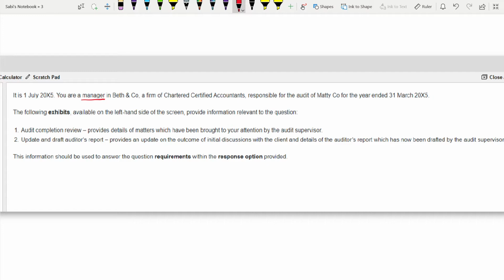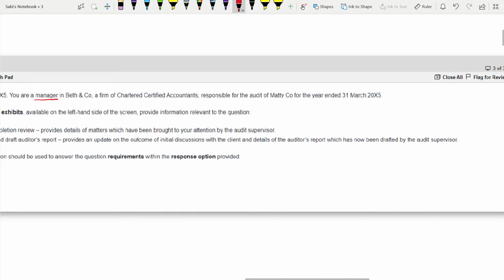The following exhibits are available on the left hand side of the screen, and provide information relevant to the question. Number one is audit completion review, and the second one is about the update and the draft of the auditor's report. So what does exhibit 1 provide? It provides details of matters which have been brought to your attention by the audit supervisor, and number 2 provides an update on the outcome of the initial discussions with the client and the details of the auditor's report, which now has been drafted by the audit supervisor.